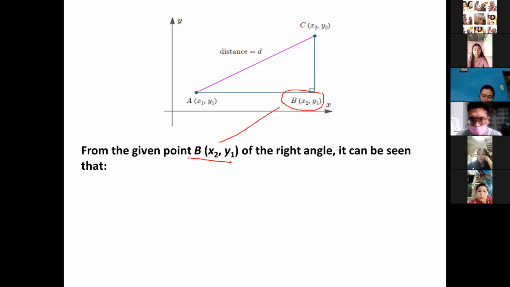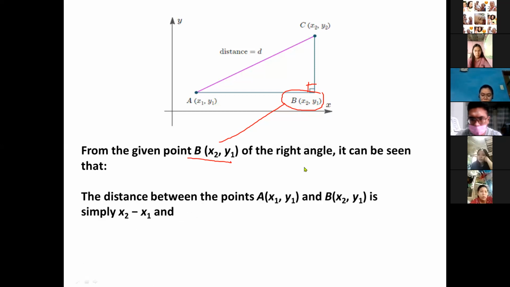Of the given right triangle, this is a right triangle because the two legs are perpendicular. It can be seen that the distance between the point A and B is simply x sub 2 minus x sub 1. Between B and A, we just take the difference of x sub 2 and x sub 1. So x sub 2 minus x sub 1. Speaking of these 2 points, point A and point B. Okay? So remember we already have x sub 2 minus x sub 1. And so it happens that this is side B, that is side A and this is side C.